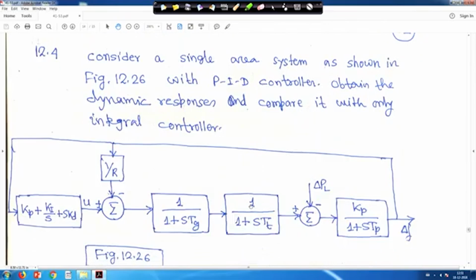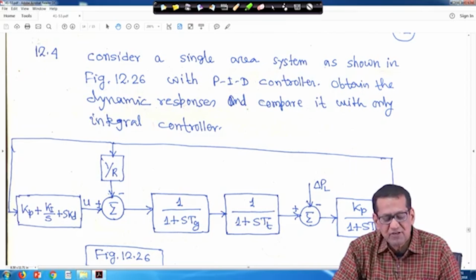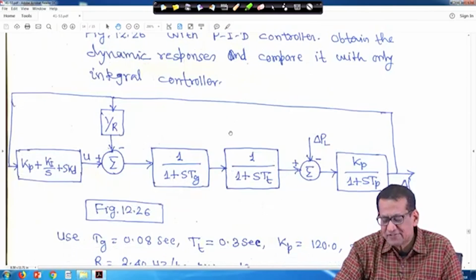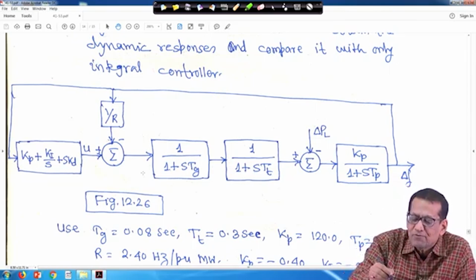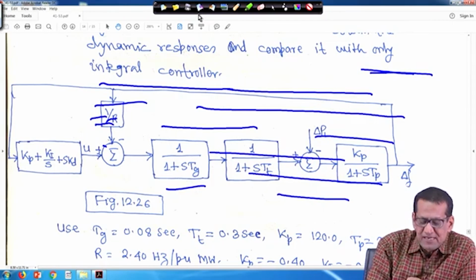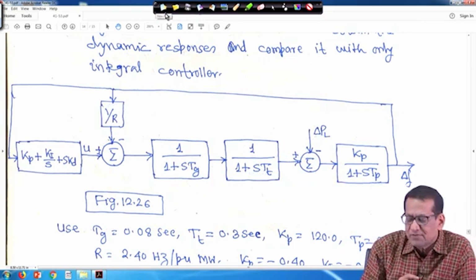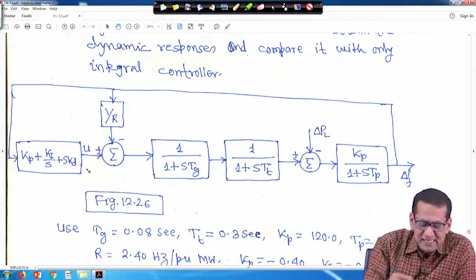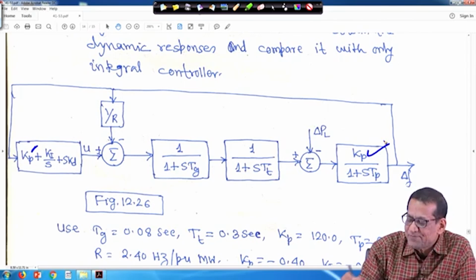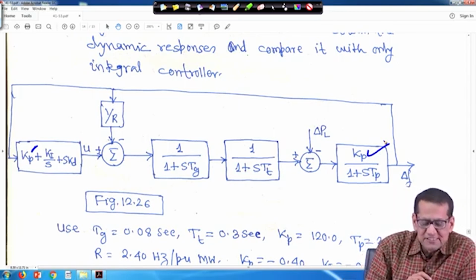Next, consider a single area system as shown in figure 26. With a PID controller, obtain the dynamic responses and compare them with only an integral controller. This is actually for simulation purposes, just a PID controller is given. So, in this case you use the MATLAB simulating block, and when you put in the PID it gives the result. This one I can take as Kp dash, because Kp is already used here. So, this is a different Kp, this is Kp dash.